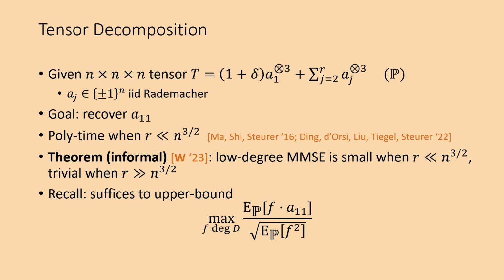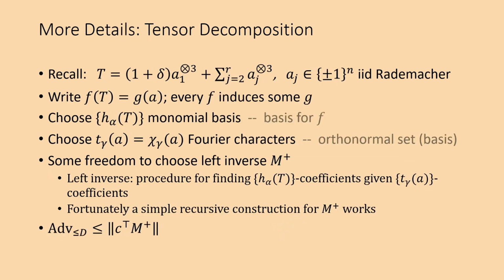All right, so this is a recovery problem. So we're doing mean squared error, or in other words, it suffices to bound some kind of ratio like this, where we're thinking about how much a polynomial can correlate with the thing we want to recover, suitably normalized. Okay, and the way we do this is following the same kind of blueprint as before, with some minor modifications.